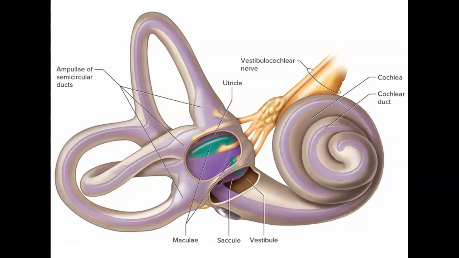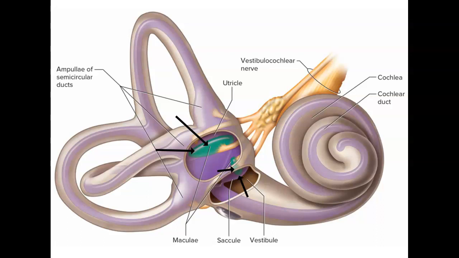So we can see the vestibule. The vestibule is this big chamber here, and it's going to contain the utricle, which is this chamber here, and then the saccule, which is this chamber over here. Inside of those chambers, there are going to be structures called maculae. Okay, it's the structure here and the structure here. Notice that one of them is horizontal and one of them is vertical.